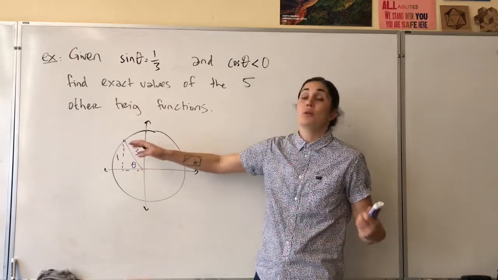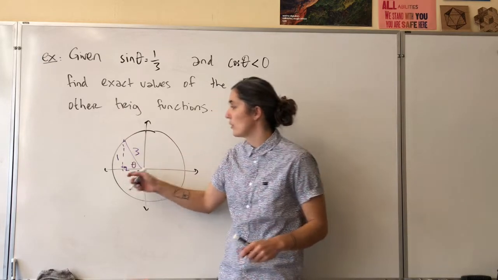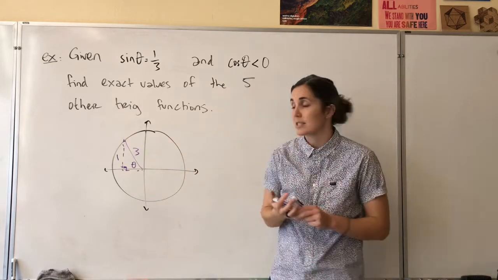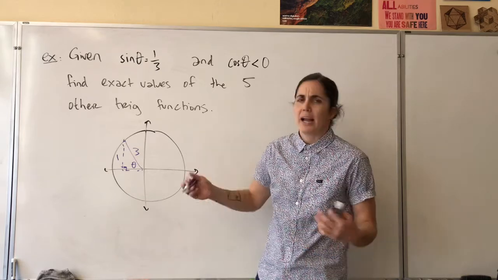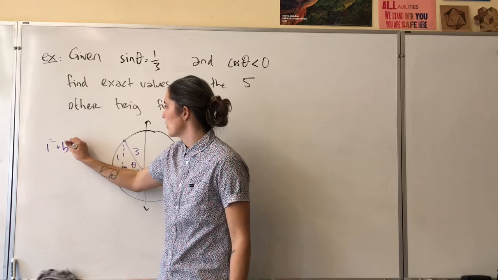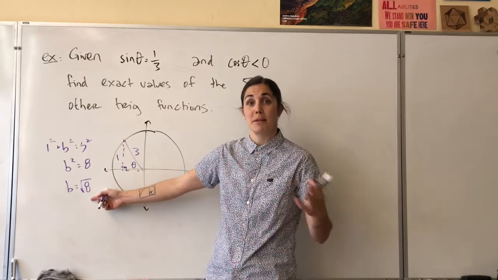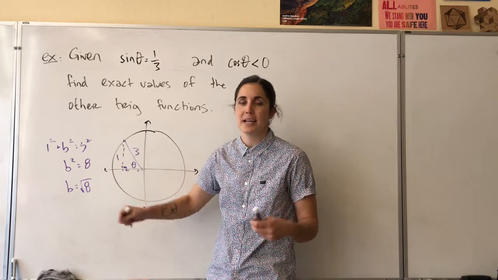Here, no different really. I'm still looking at a right triangle and I still want to know that missing side. Of course, this time, our Pythagorean theorem is going to be a little different because I would have 1 squared plus b squared equals 3 squared. And do the work.